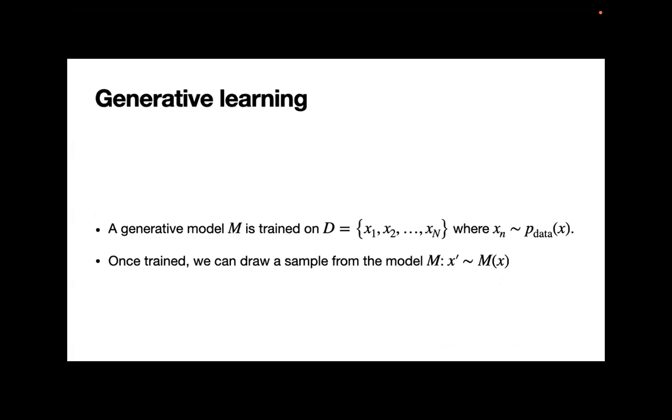But anyway, to think about it, we've got to think about generative learning. So what do we mean by doing unsupervised learning or generative learning? The concept is super simple. A generative model M is trained on a large set of unlabeled examples, let's say x1 to xn, where each and every example was sampled independently from the same data distribution that we don't have any access to. Once training is done, we should be able to draw a sample from this generative model so that the example looks somewhat like an example from the data distribution.